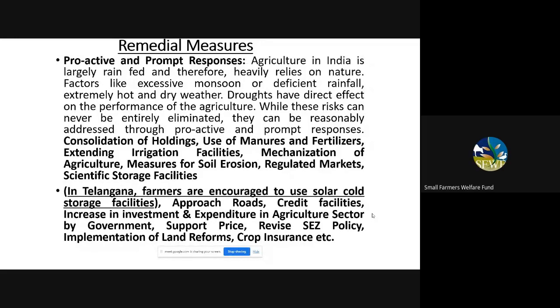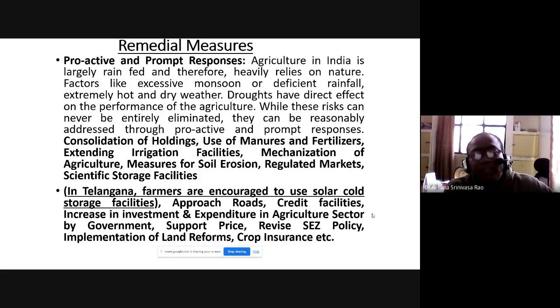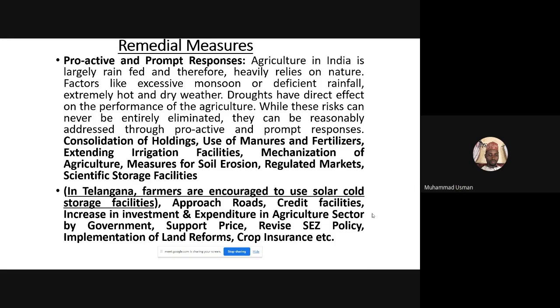You can continue, sir. Okay, sir. Yeah, support price and revise the special economic zone policy and implementation of land reforms and crop insurance, etc. These are some of the remedial measures.